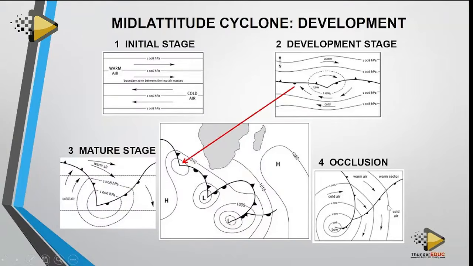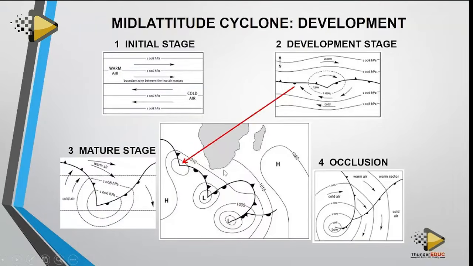In the occlusion stage, the air ahead of the warm front will not be cold. It cannot be cold. It's going to be cool, even though the entire sector here is the cold sector, the air ahead of the warm front will be cooler than the air which is found behind the cold front.